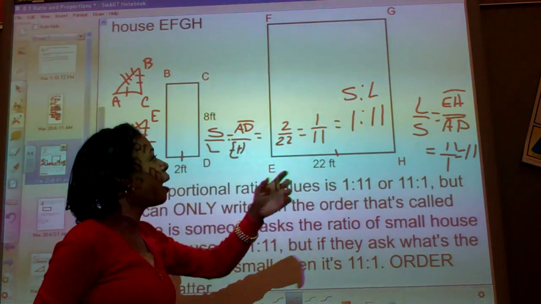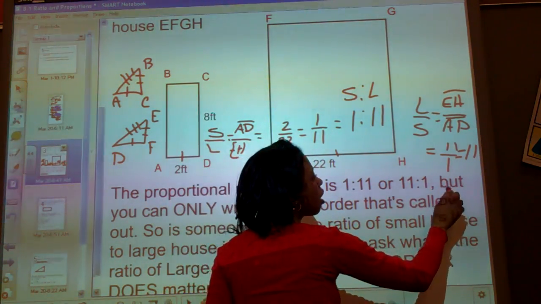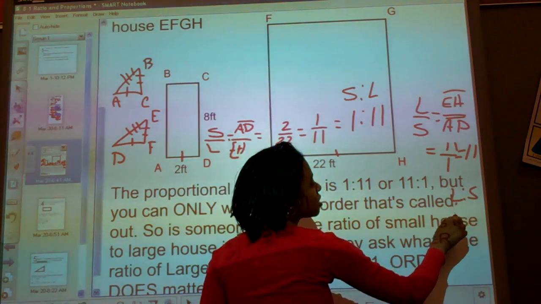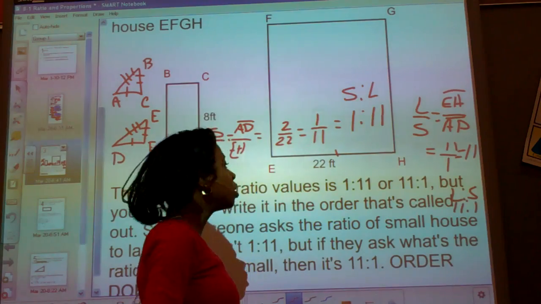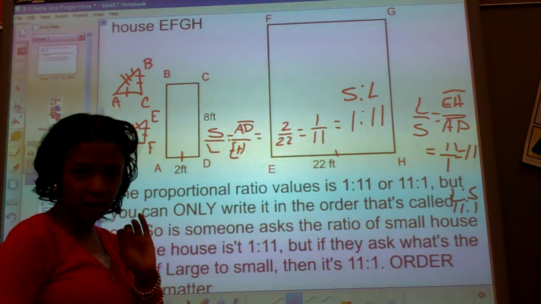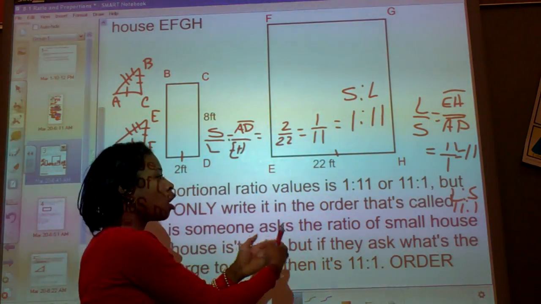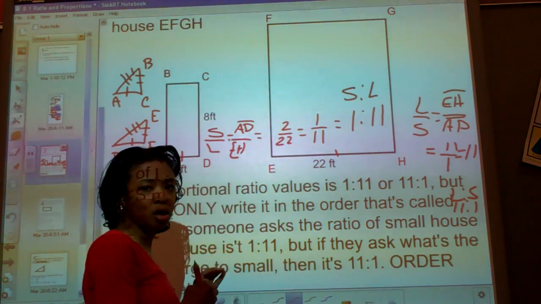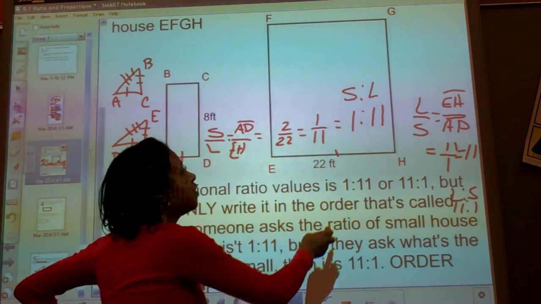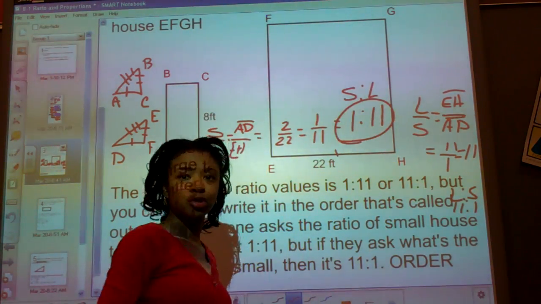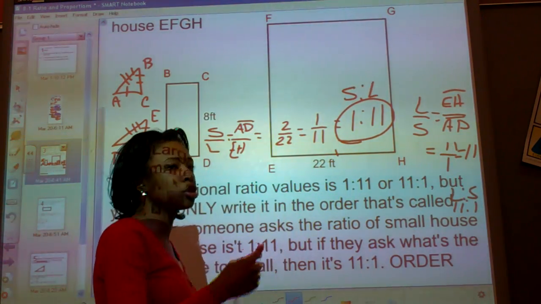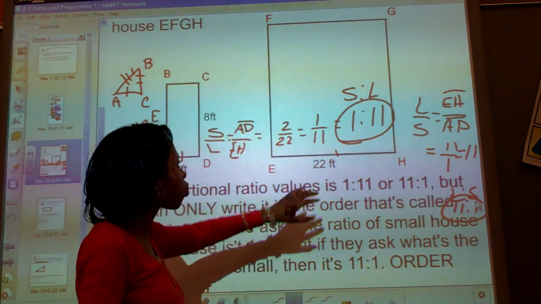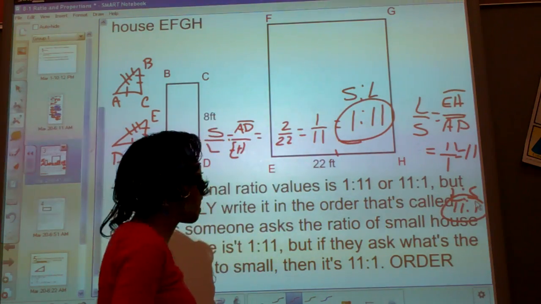All right, in that particular case, the large to small is 11 to 1. You have to be careful about the way they call it out. Did they say small to large or large to small? You got to give it in the order that they call it out. So if they say small to large, then I must say 1 to 11. If someone says large to small, then I say 11 to 1. You must call it out and write it in the same exact order they ask you.